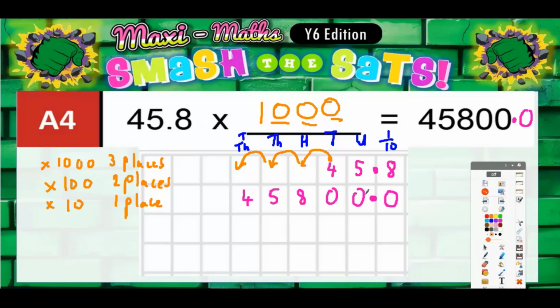Now, it's a good idea just to double check another digit. So we could check the 5 as well. So the 5's here, and that's gone 1, 2, 3 squares over. And also, if you check the 8, the 8's gone 1, 2, 3 squares over as well. So each digit has gone 3 squares over. Therefore, we must have timesed by 1,000.